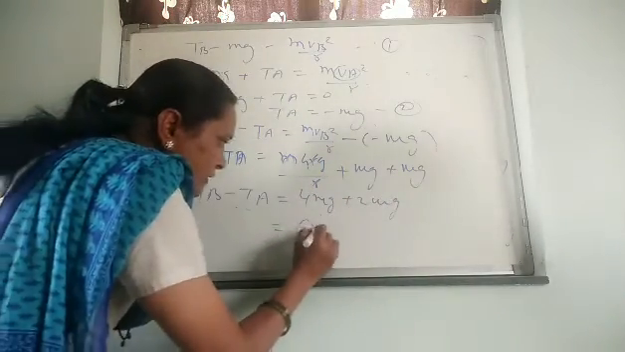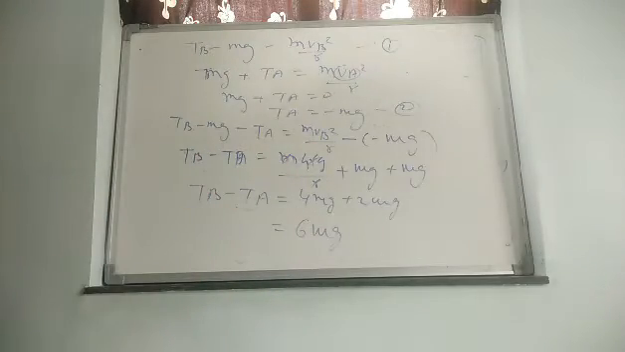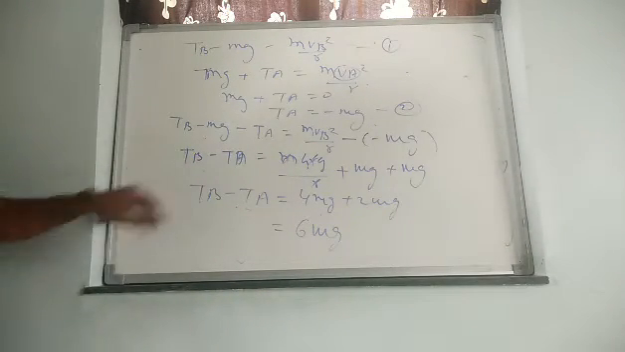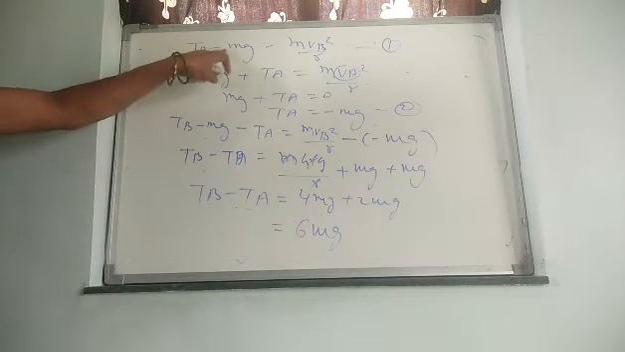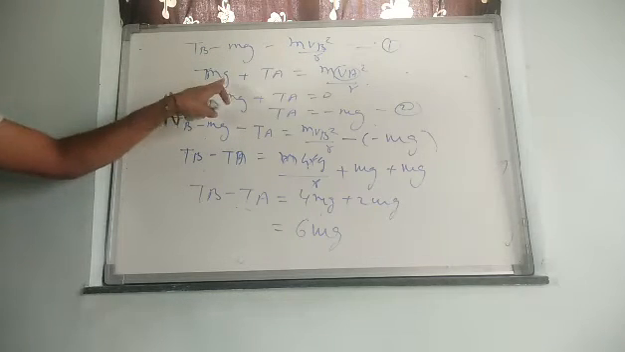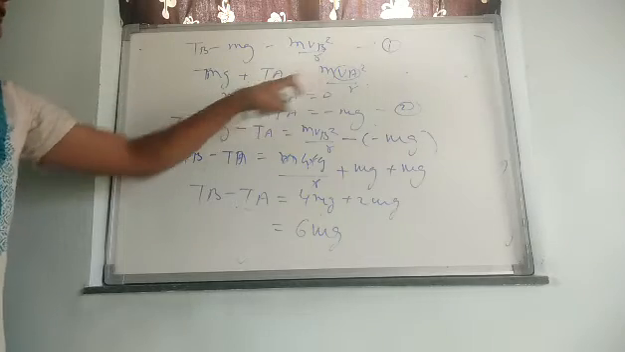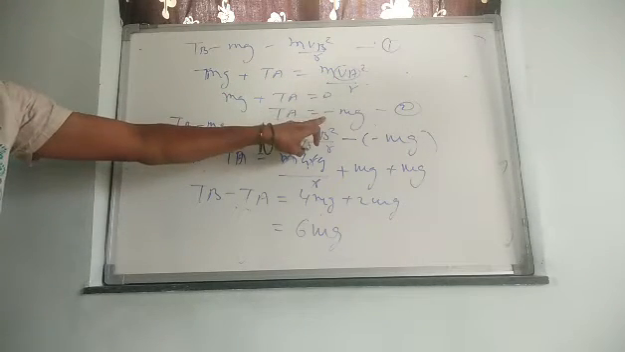Again it will be equal to 6mg. This is the difference in tensions at lowest and at top position. Tb minus mg is equal to mvb square upon r. Mg plus Ta is equal to mva square upon r. These equations you know, but Va is equal to 0. Therefore Ta is equal to minus mg.